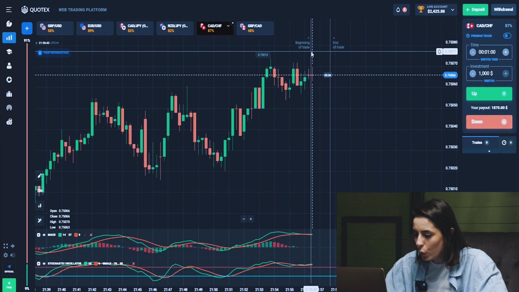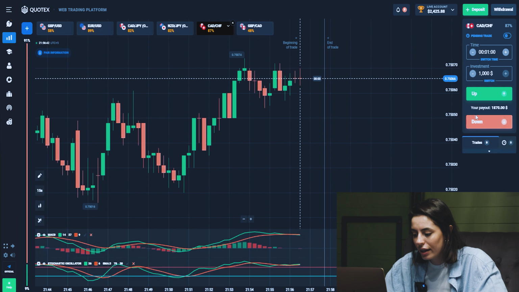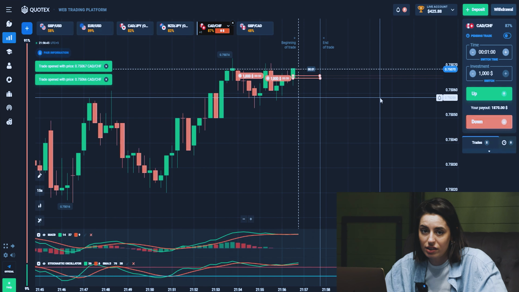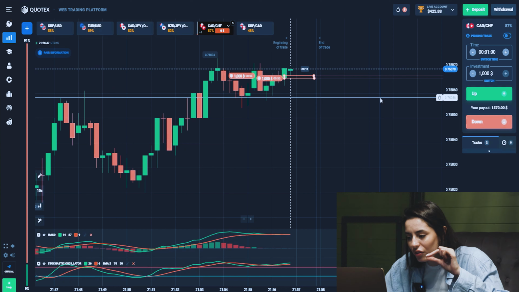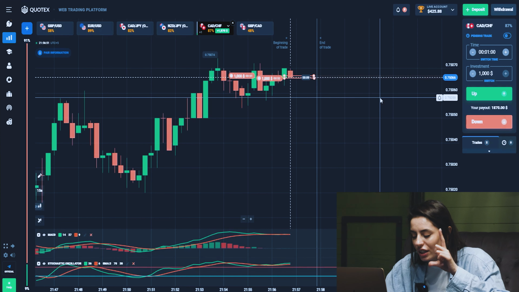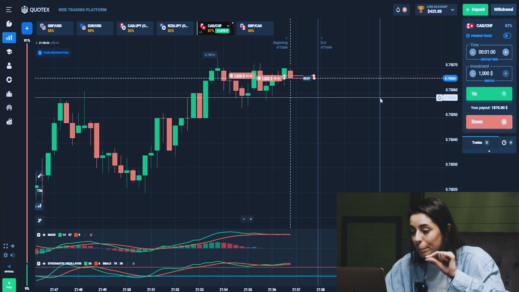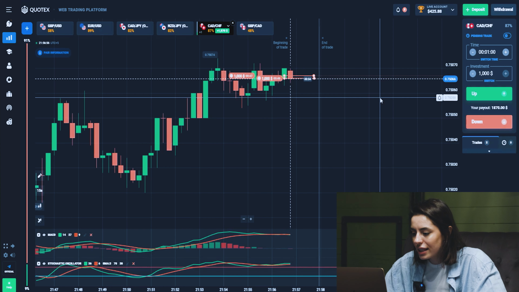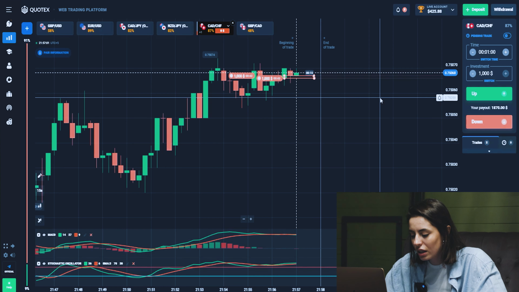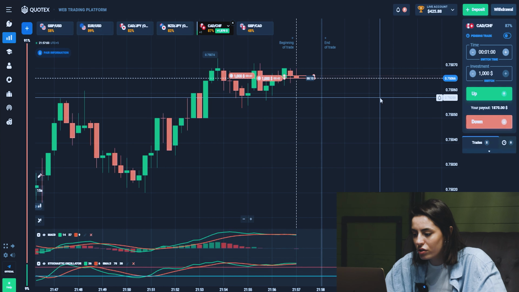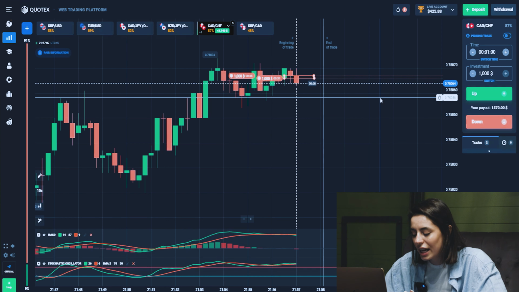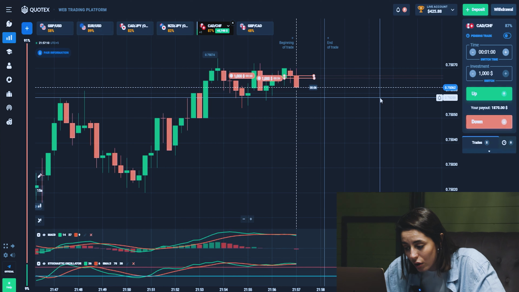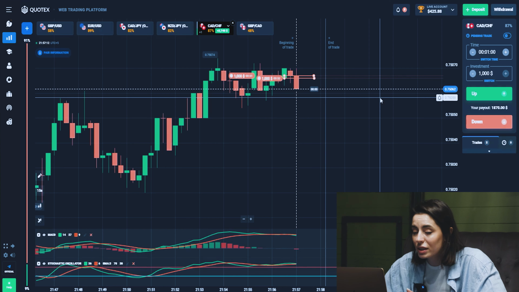So here, let's check these indicators. It's just flat. Both lines are stuck to each other, but the last candles were green, and we are expecting changes because of the crossing of the lines. So I made my bet for a downward movement, and I am seeing now that the green line is trying to go below the orange line.